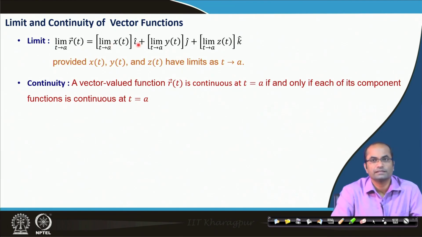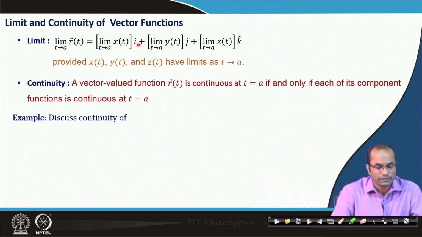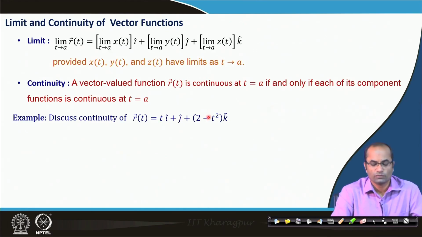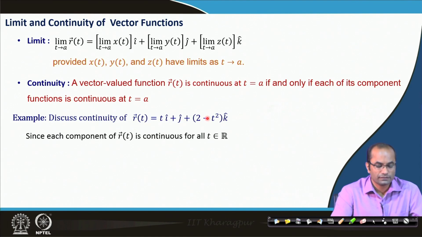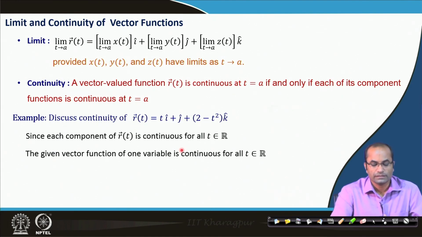So, if x(t), y(t), and z(t) are continuous, then the given vector function r(t) will also be continuous. For instance, if you want to discuss the continuity of this function, described by t i and 1 j and 2 minus t square k, we observe that each of its components, whether it is t, 1, or 2 minus t square, is continuous for all values of t. So the given function is continuous for all t in R.